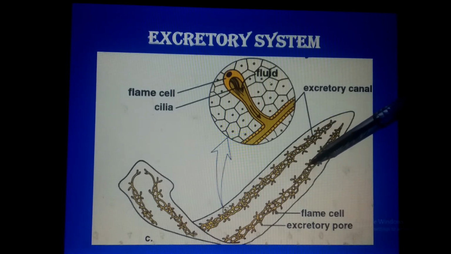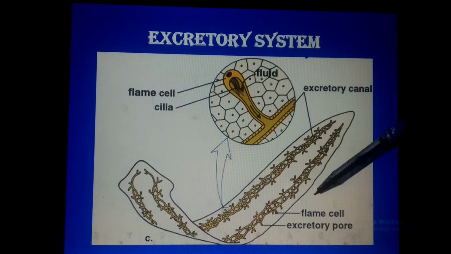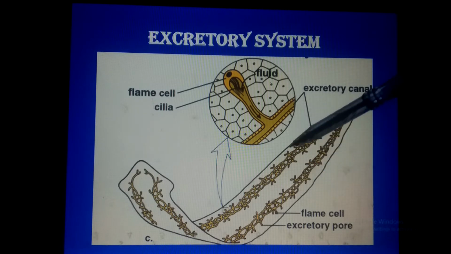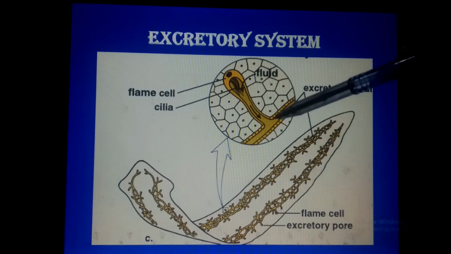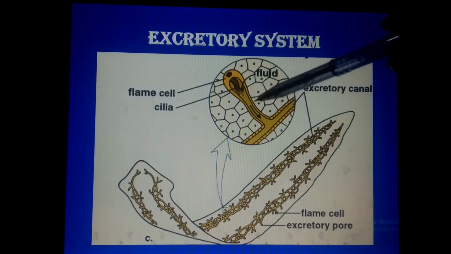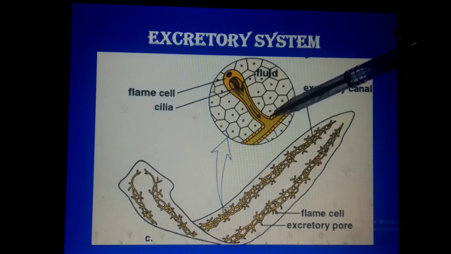So what is the function of the flame cells? They perform the function of excretion. This is the excretory system. They make the excretory system of Platyhelminthes and collect the waste material from the body and then excrete it out. And why is it called a flame cell? Because of the flickering movement of its cilia, the lashing, flickering movement of cilia.